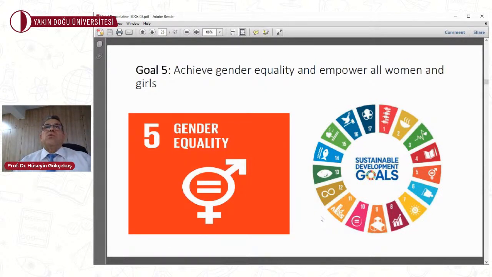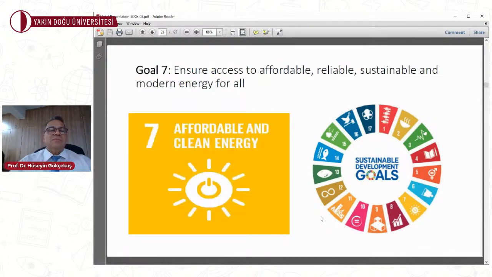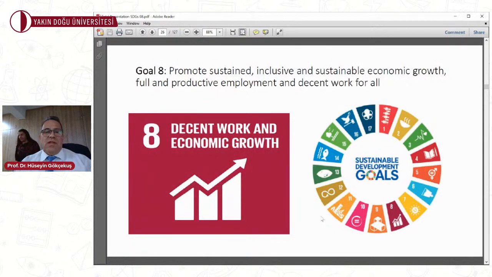Goal 5, gender equality. Achieve gender equality and empower all women and girls. Goal 6, clean water and sanitation. Ensure availability and sustainable management of water and sanitation for all. Goal 7, affordable and clean energy. Ensure access to affordable, reliable, sustainable, and modern energy for all. Goal 8, decent work and economic growth. Promote sustained, inclusive, and sustainable economic growth, full and productive employment, and decent work for all.